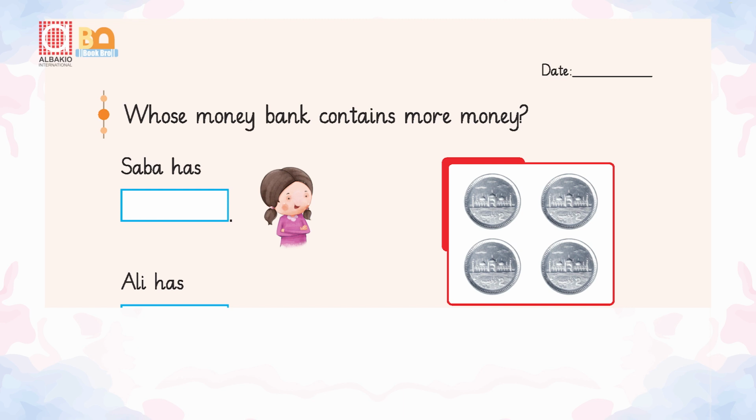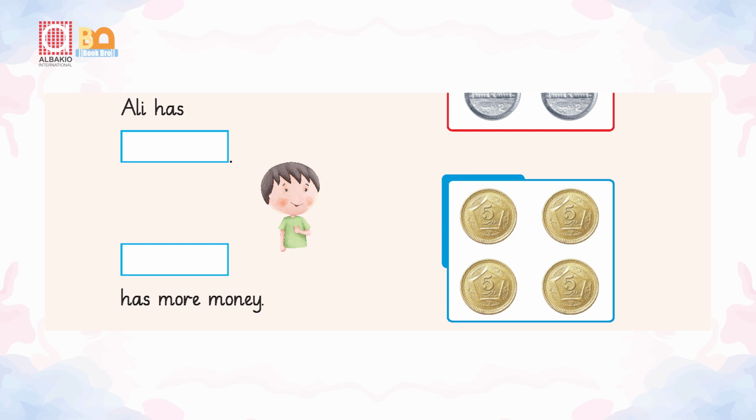Salma has 4 coins. It means that Salma has 2 plus 2 plus 2 plus 2. She has 8 rupees. And what's about Ali? He has 5 plus 5 plus 5 plus 5. He has 20 rupees. Now who has more money? Ali has more money. That's great.